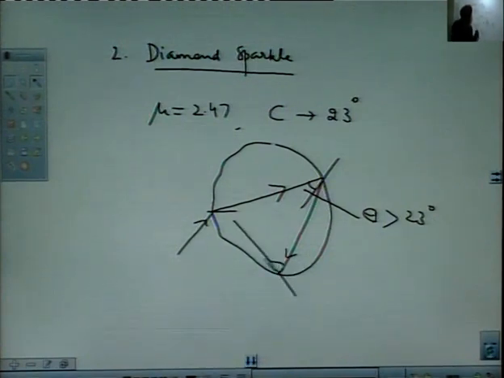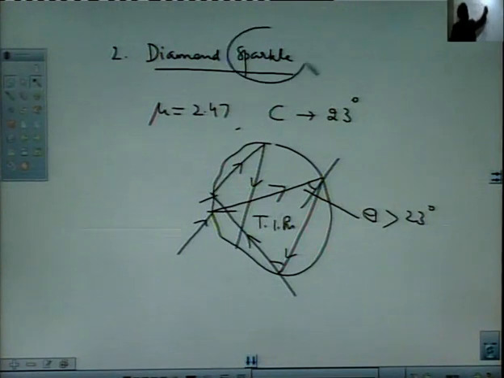Again, this angle will be greater than 23 degree. Again, this angle is greater, so all the light will be collected inside the diamond. It is so cut that at every point the angle of incidence is greater than the critical angle. Total internal reflection takes place. So, light is collected inside the diamond and the diamond starts sparkling, and the brightness of diamond is due to total internal reflection.